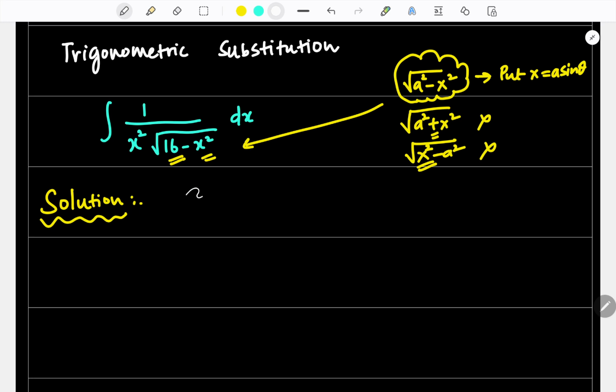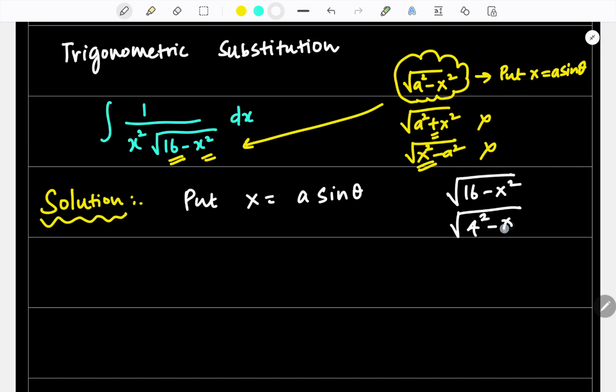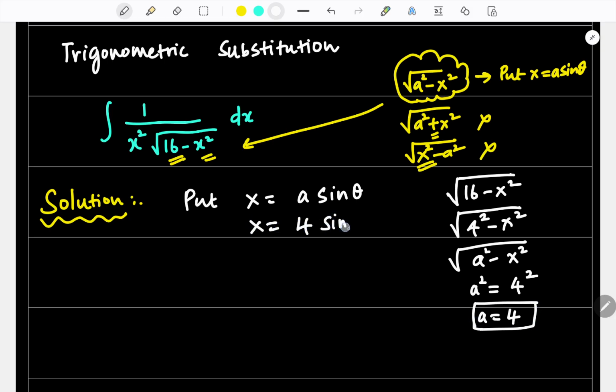Put x equals a sine theta. What is your a? The square root of 16 minus x squared, which is 4 squared minus x squared, which is a squared minus x squared. So what is your a squared? 16, or you can write 4 squared. So what is your a? a is 4. So x equals 4 sine theta.